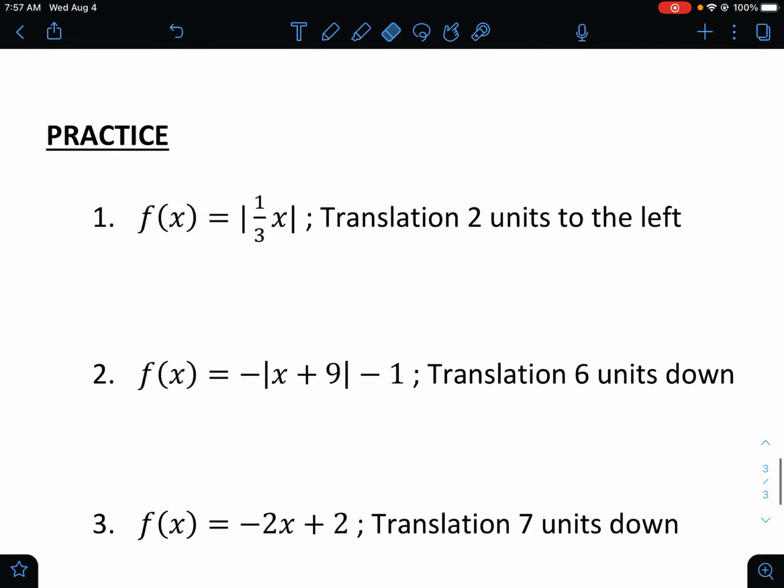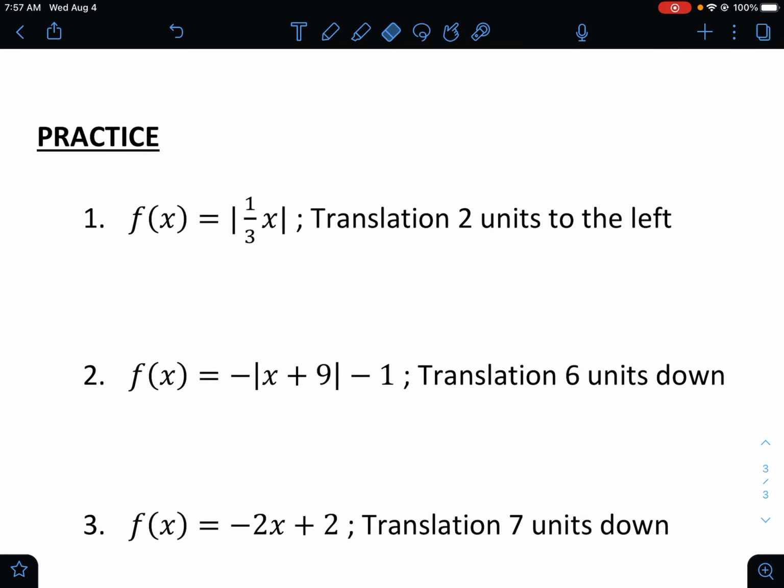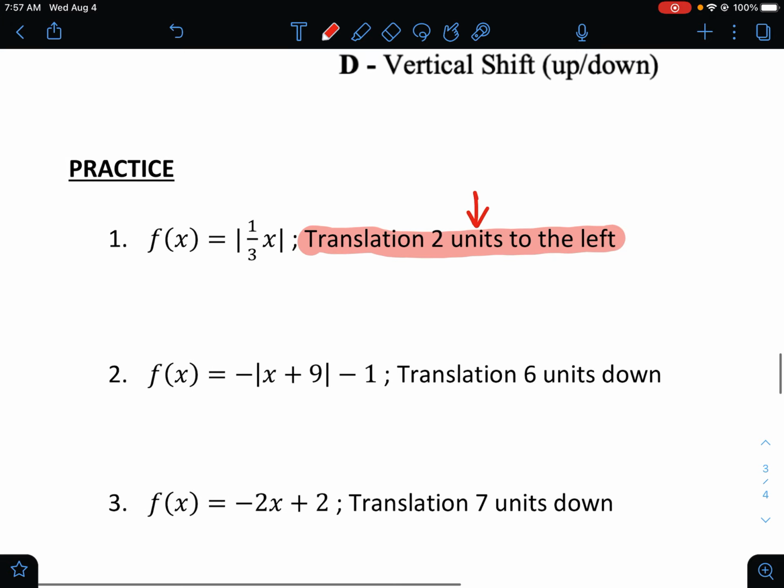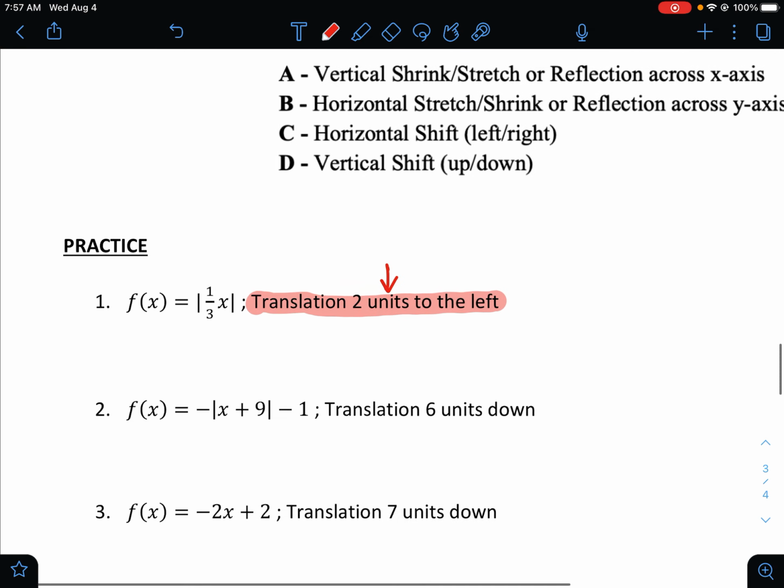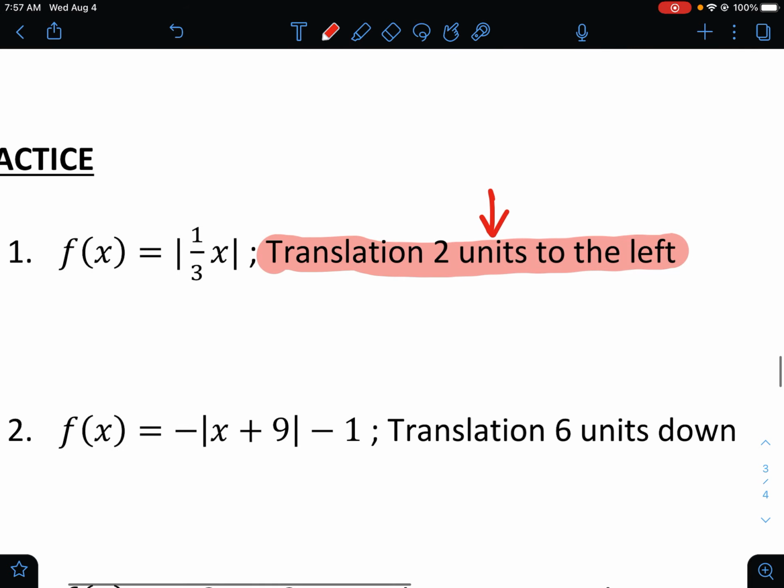So this is an example where we give you the function and we give you the transformation, and you are asked to write the function for this. You have to ask yourself, what does this do? What letter would it affect? A translation of 2 units to the left. What moves it left? Well, C is what moves it left or right. So I know that I'm going to impact C.